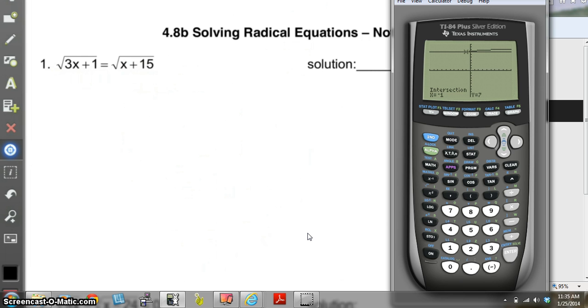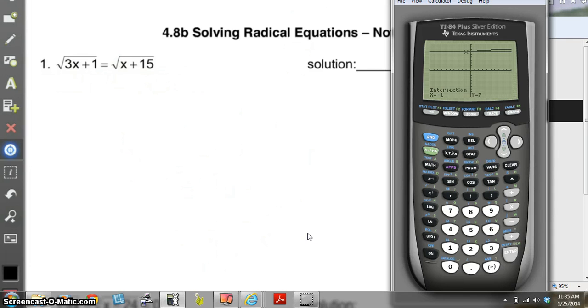And the first part of the lesson, which is 4.8a, you have to do it algebraically because I will ask you to show your work. And you can use the calculator to check your answer. But for 4.8b, every time you have two radicals or two x's, then you can use the calculator.